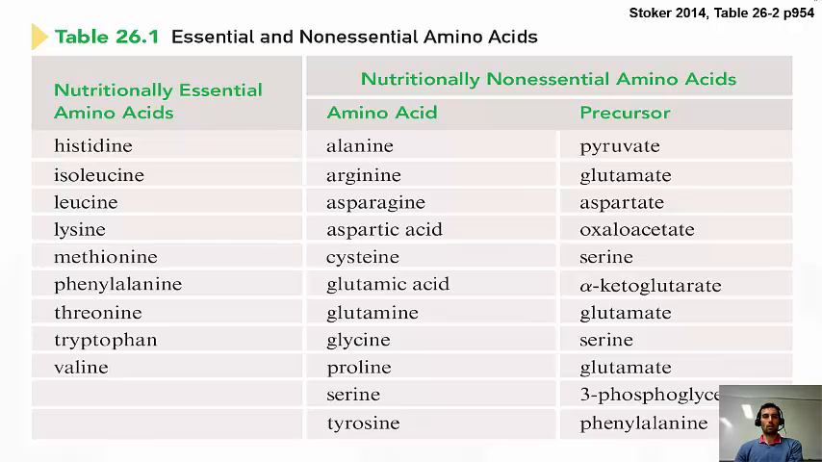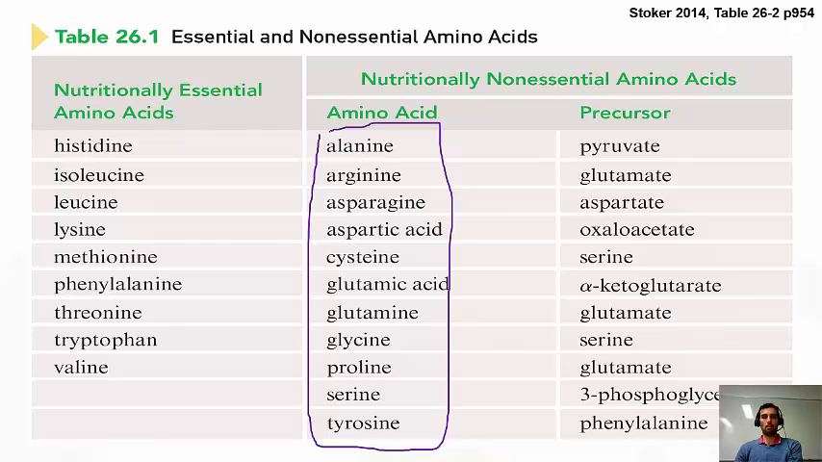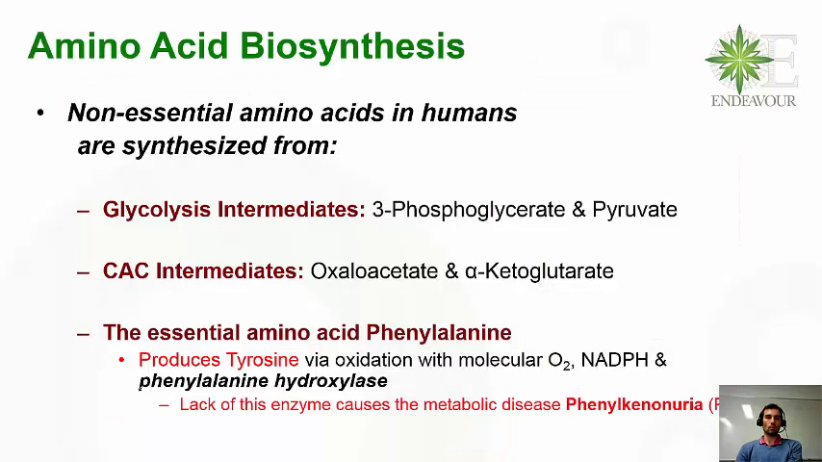So in humans, the majority of our amino acids are non-essential. So we've got the non-essential amino acids listed here. So we can actually make these. Whereas the essential amino acids on the left-hand side here actually have to be gained from the diet. So there's actually some specific compounds that are used to generate our non-essential amino acids in humans.